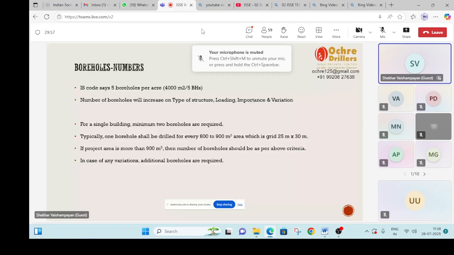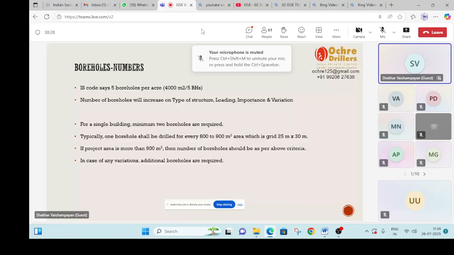I have a small plot, 600 square meters, 500 square meters, or maybe even 400 square meters. I should go for 2 boreholes minimum, because 2 boreholes will give me a profile. It will show me if there is a variation. Typically one borehole is drilled for an 800 square meter area, roughly a 25 meter by 30 meter grid, or 20 meter by 25 meter to 30 meter by 30 meter grid. If the project area is much more than 900 square meters, the number of boreholes should increase suitably.